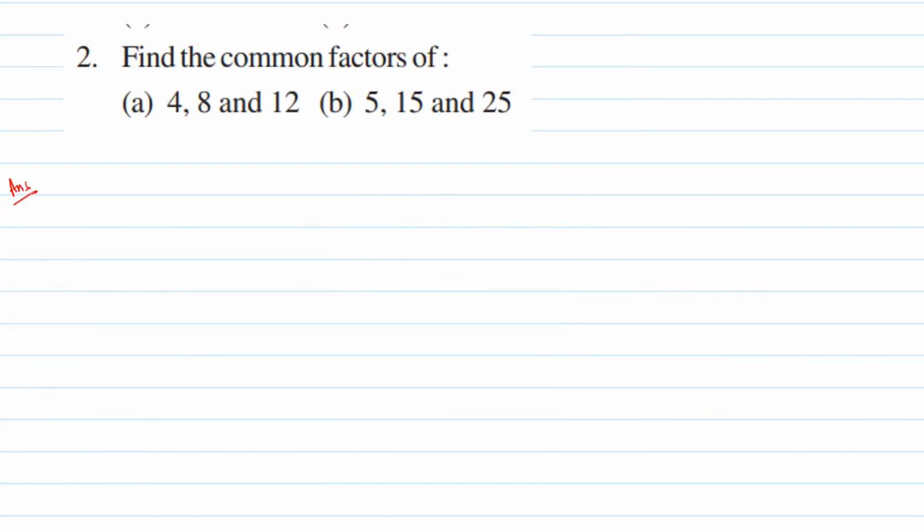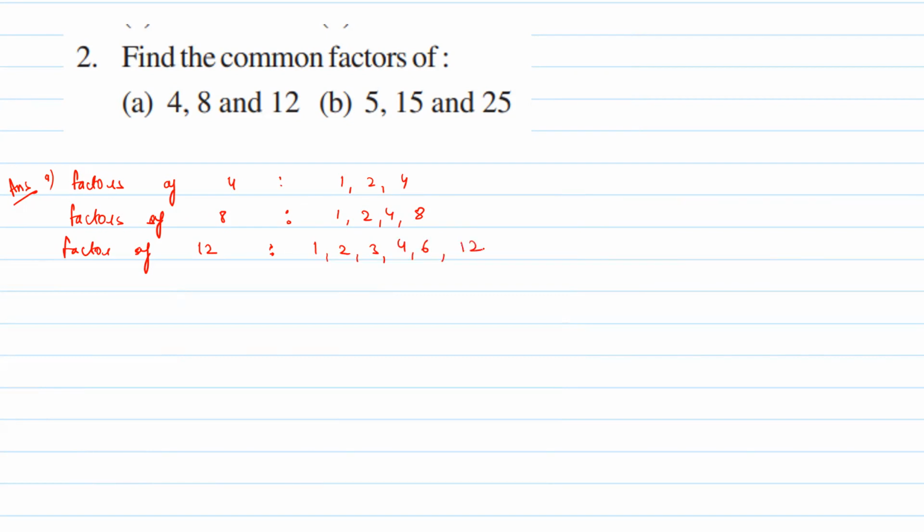Question 2. Find the common factors of now 3 numbers. So factors of 4: 1, 2, and 4. Factors of 8 are 1, 2, 4, and 8. Factors of 12: 1, 2, 3, 4, 6, and 12. Okay. So common factors, now 1, 2, 4.